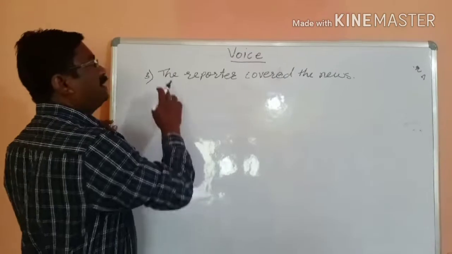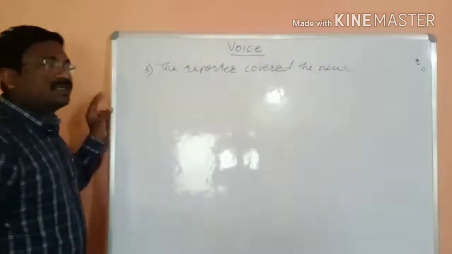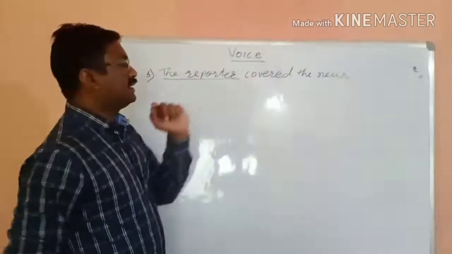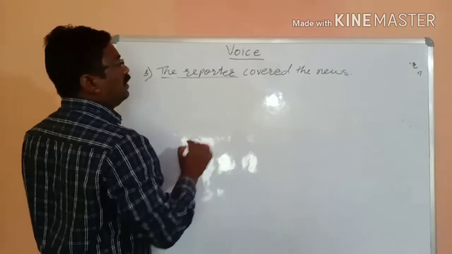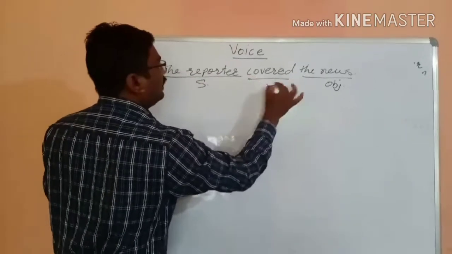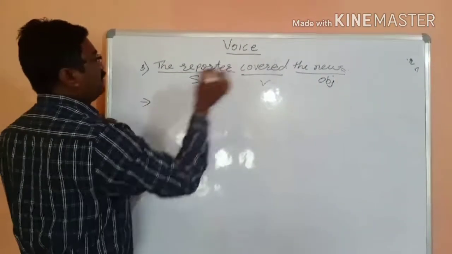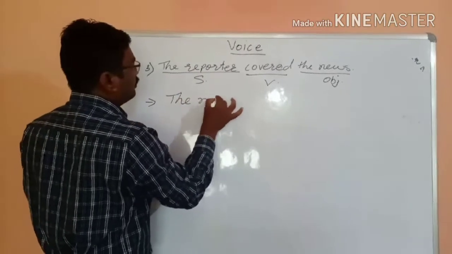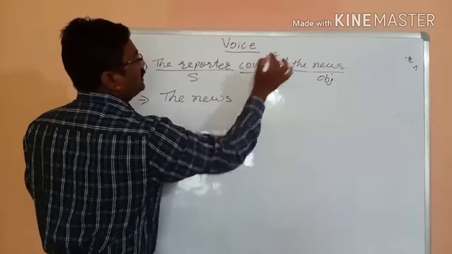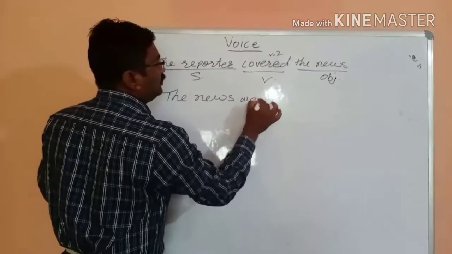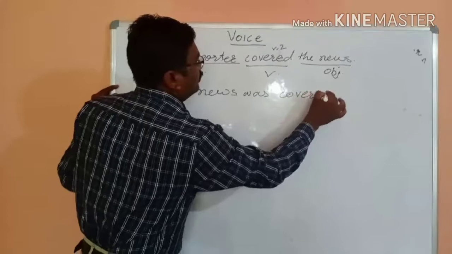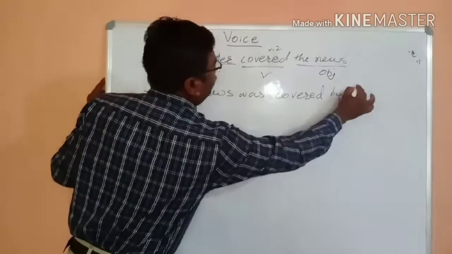Look at this, third example. The reporter covered the news. Here the reporter is doing the action. He is the doer of the action. And we are going to change it into passive. As the news is the object, this is the subject, this is the verb. How is it going to change? The news, as covered is V2, so this is in past tense. So what do we have to take? The news was covered by the reporter.